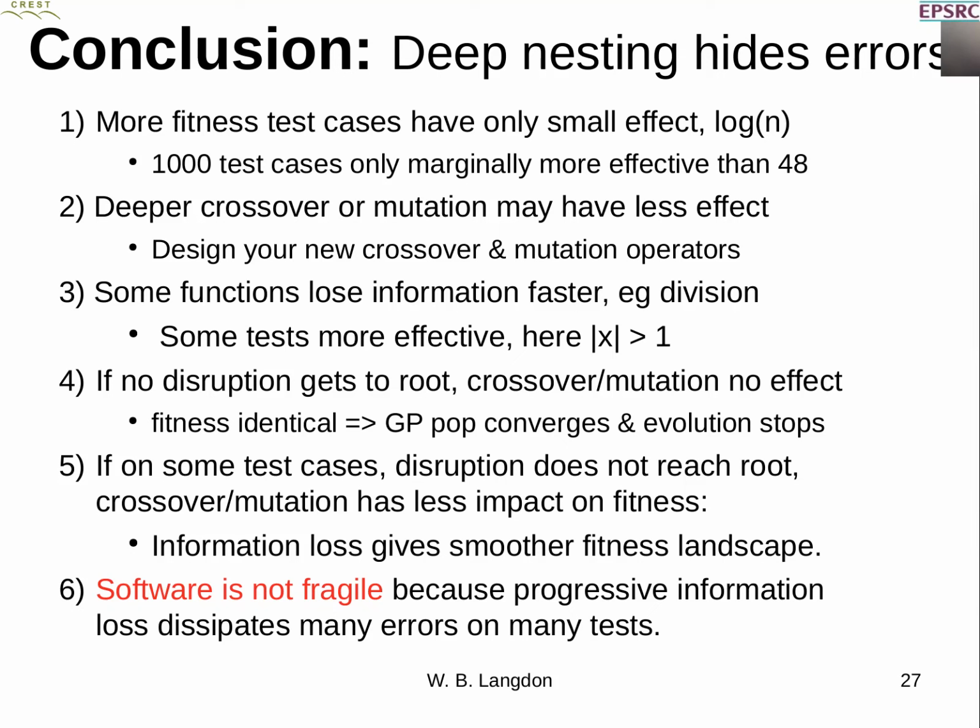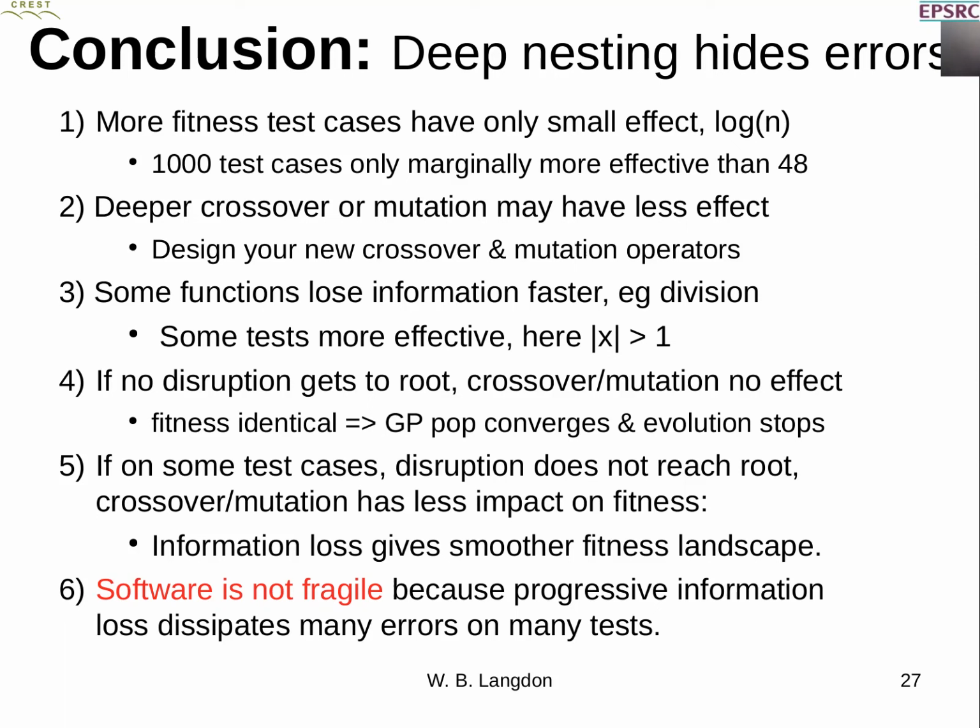What we also see is some particularly nonlinear operations tend to lose information faster, so they're better able to conceal mutations and crossovers. So we might want to consider that when we design our function set. What we also see is that some testing systems are more effective than others. So here, bigger values of input tend to reveal fitness changes more than smaller ones.